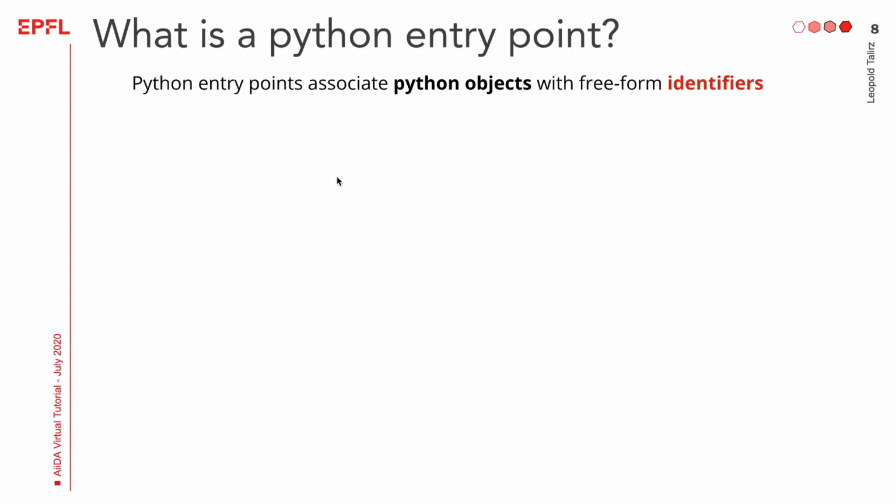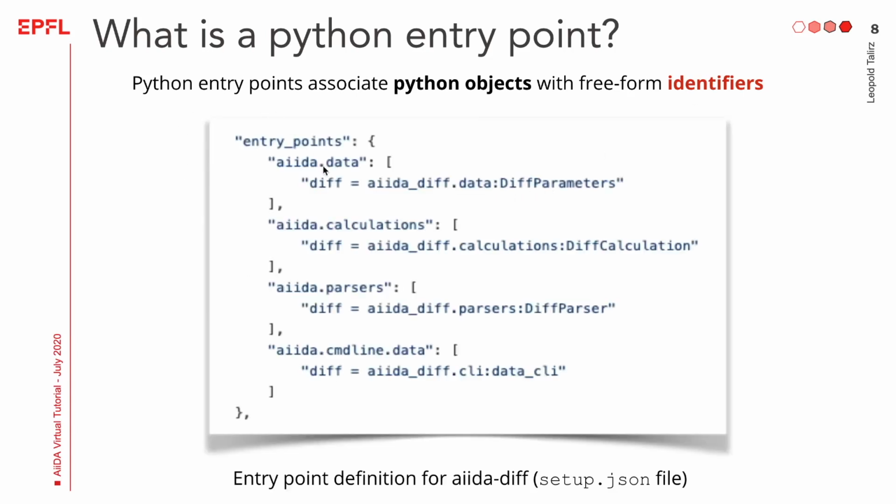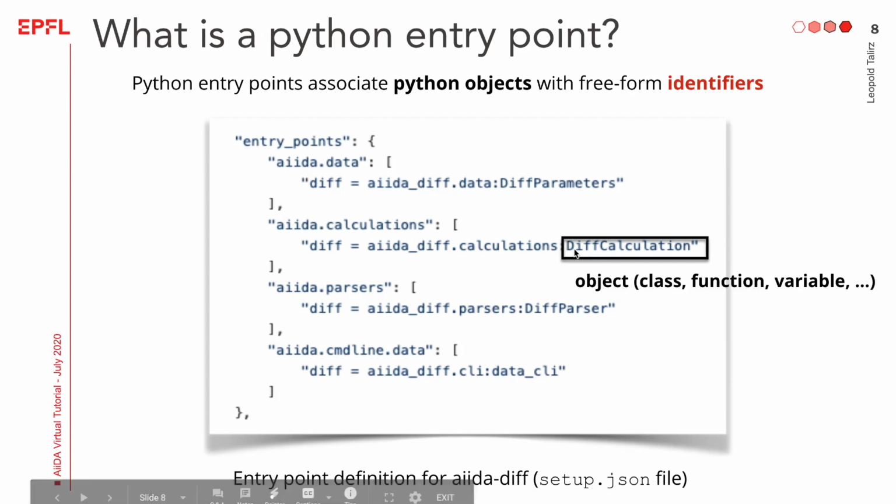What is a Python entry point? Python entry points associate Python objects with free-form identifiers, meaning with a string. And this is now an example of an entry point definition from the aida-diff demo plugin that we are going to look at later on. So what you need to do is you need to have an object that you want to point to, in this case a so-called diff calculation class.